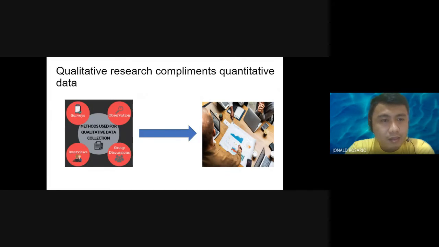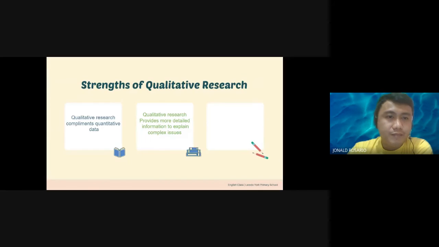And so combining the qualitative data with quantitative data, we can have a more reliable result of a certain study. That's why qualitative research complements quantitative data. Mas reliable yung result ng ating study if we're going to complement, or use both types of data, which are qualitative and quantitative. So that's the first one.